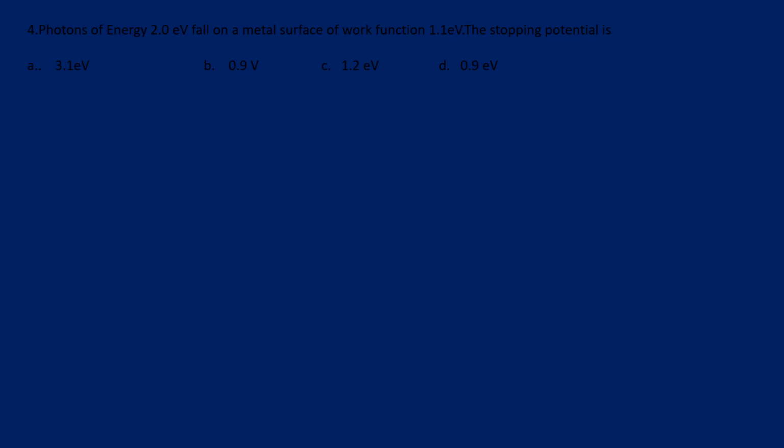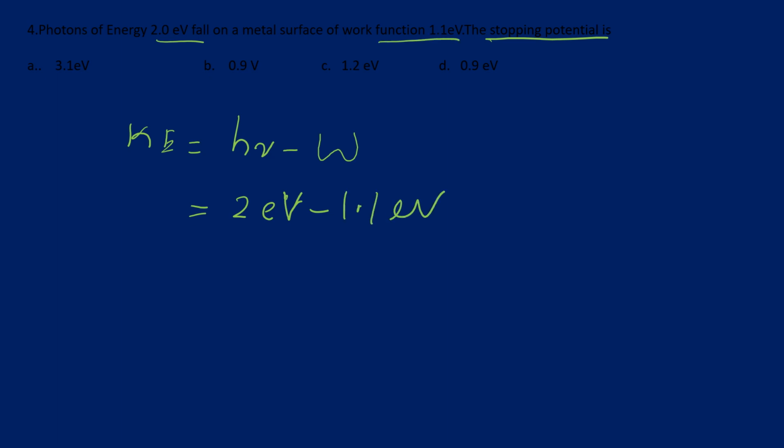A photon of energy 2 electron volt falls on a metal surface of work function 1.1 electron volt. The stopping potential is? The equation for kinetic energy is h nu minus work function W. We know that stopping potential means the negative potential applied to the anode to stop photoelectrons. Here h nu is 2 electron volt minus the work function, 1.1 electron volt. So you will get 0.9 electron volt.